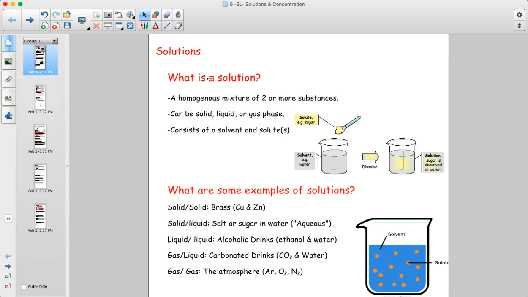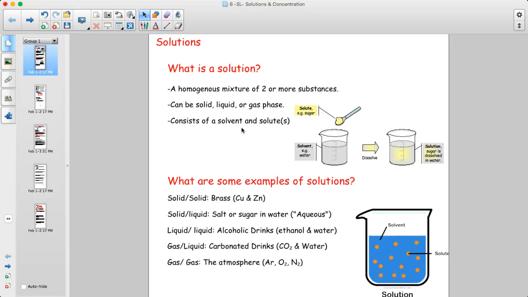So first off, what's a solution? A solution is a homogeneous or uniform mixture of two or more substances. Solutions can be solids, liquids, or gases, and they consist of a solvent and one or more solutes.